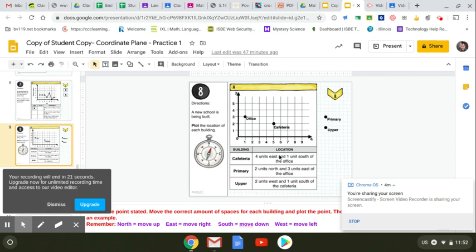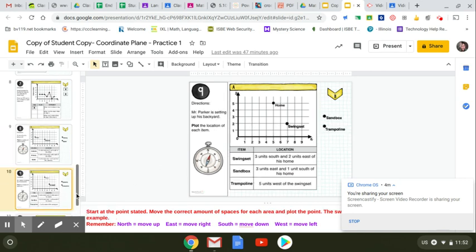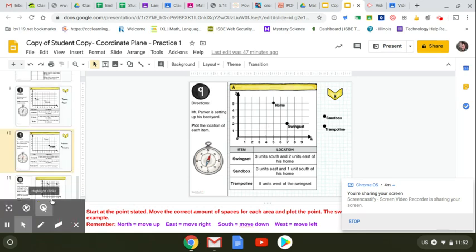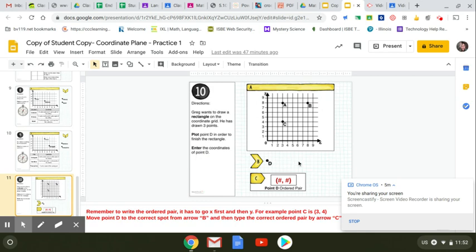Here we are plotting the points by reading the grid. And then the last one, you're doing the same thing with plotting for the home and the swing set. And then here you're just making a rectangle. Which point would go there?